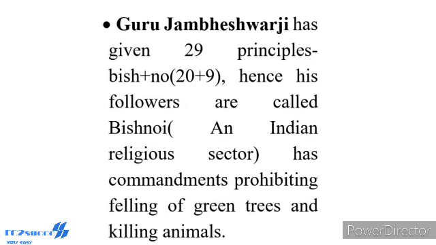Guru Jambeshwarji gave 29 principles, twenty plus nine. Hence his followers are called Bishnoi, an Indian religious sect, which has condemned and prohibited felling of green trees and killing of animals.